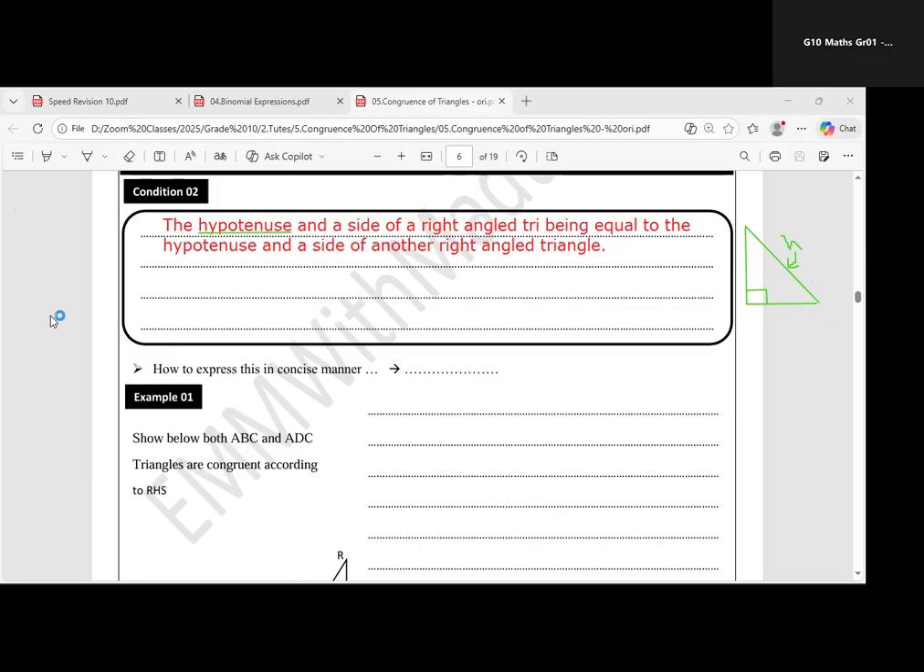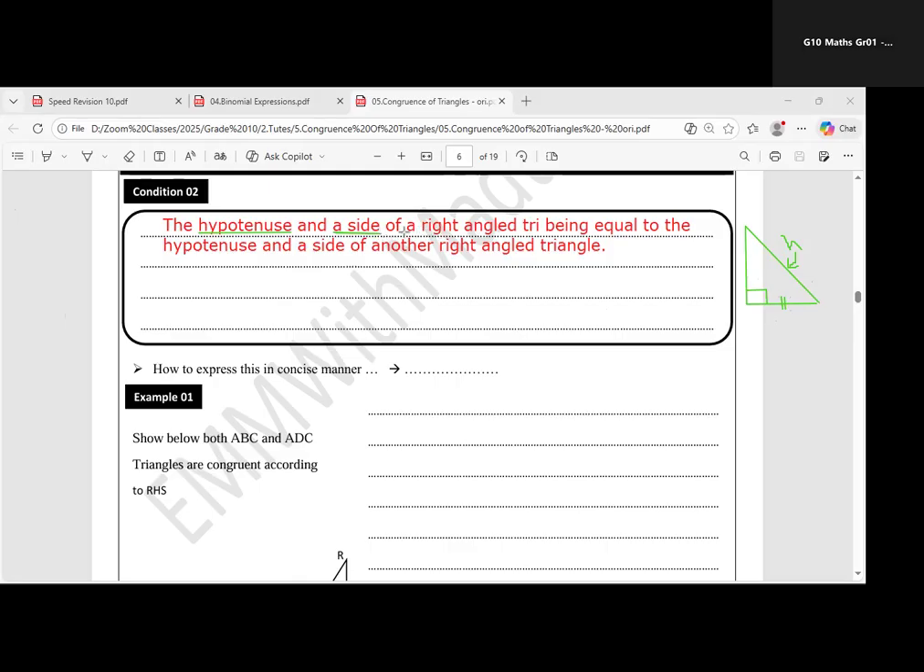A side. Of these two sides, you can pick one side. So I will pick this side. If you want, you can pick this side as well. So, and a side. This one is also important there. A side.